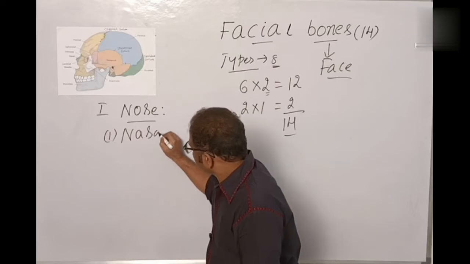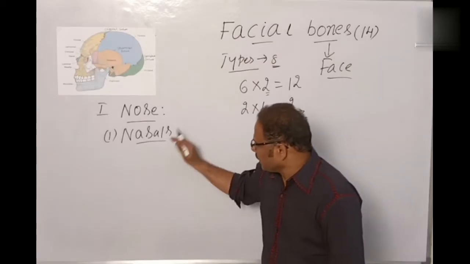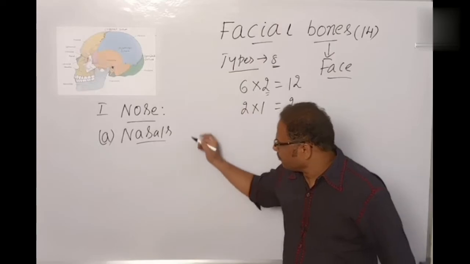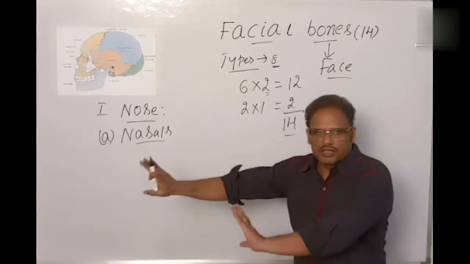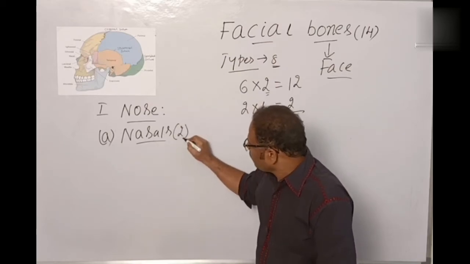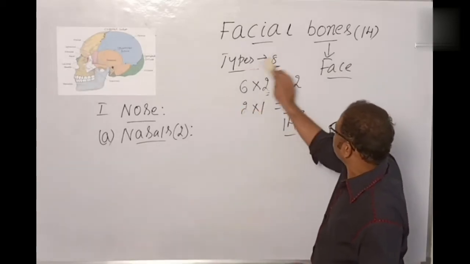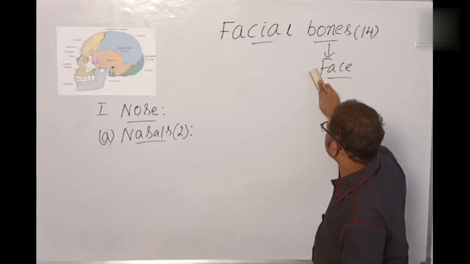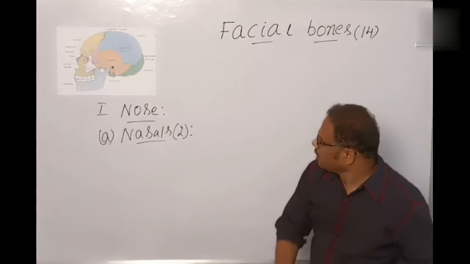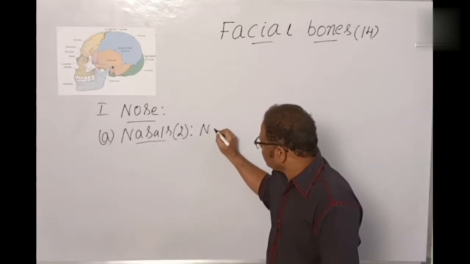Nasals, or nasal bones. How many are there? Otherwise it becomes confusing for you if I put it here like this and number it. That's why: nasals or nasal bones, 2 in number, and they form the nasal septum, the bridge of the nose.